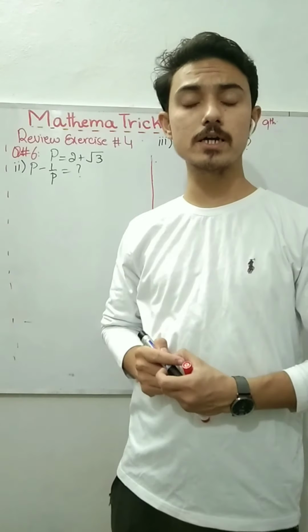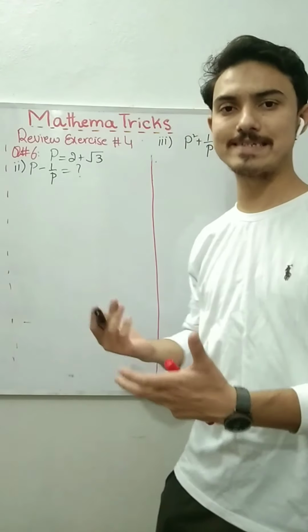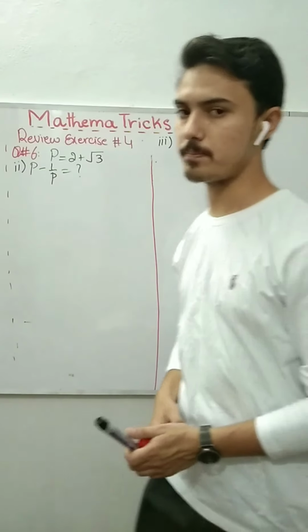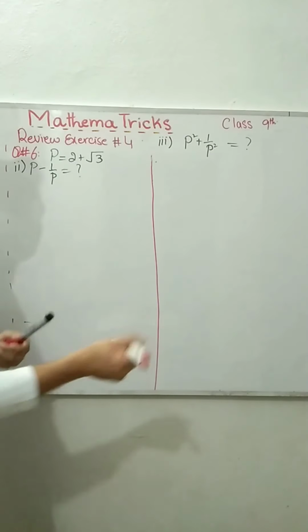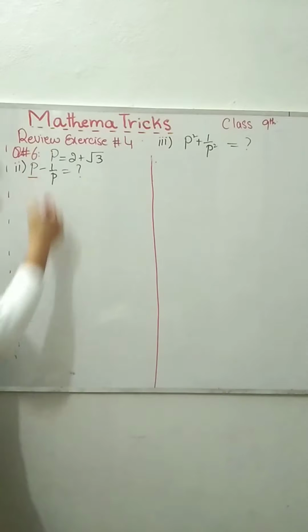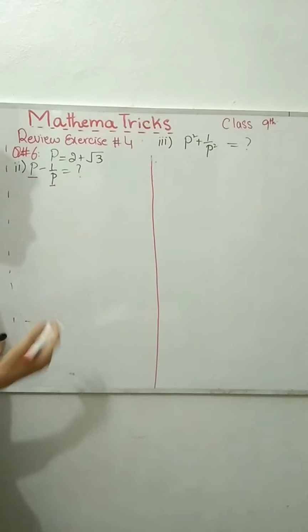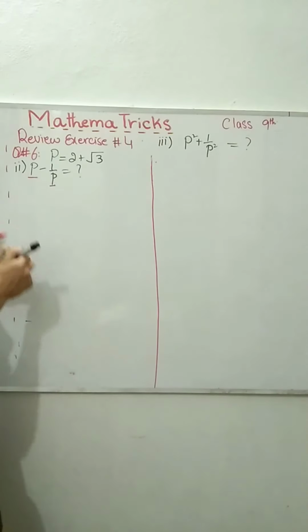So the remaining 2 parts you need to try yourself because they are quite similar. Let's try these 2 of them. So what I need to find actually, I have p given here. I need to find 1 over p, then I simply subtract it. So let's start it. Solution.